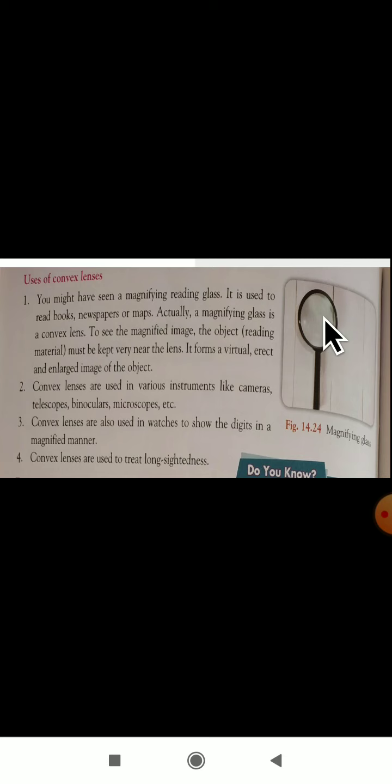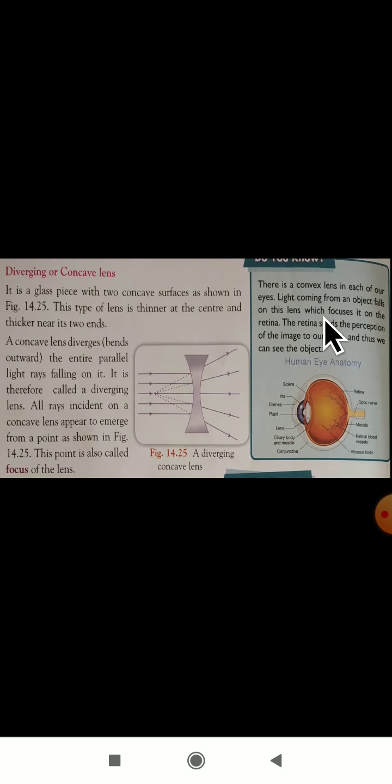Convex lenses are used to treat long-sightedness. The ones who have long-sightedness are those who can't see objects which are very far. There also they use this convex lens. Okay, I hope you have understood the uses of a convex lens.